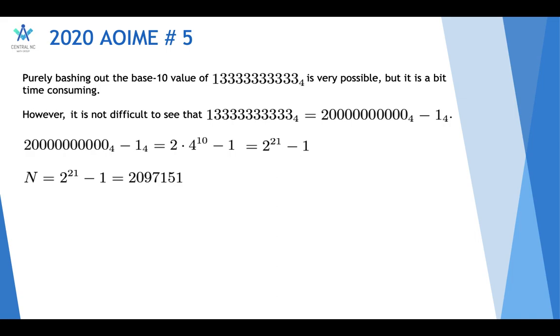And through a little bit of multiplication, most people have memorized that 2 to the 10 equals 1,024. Maybe you've already gone the extra mile and memorized 2 to the 21. If not, don't worry, just square 1,024 and then multiply it by 2, and then subtract 1. Either way, you're going to end up with 2,097,151. And since it was looking for the remainder when divided by 1,000, the answer is 151.